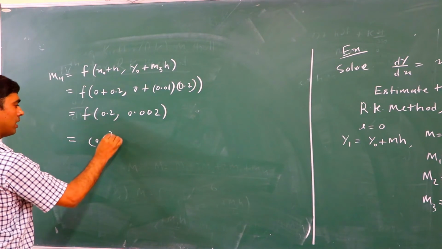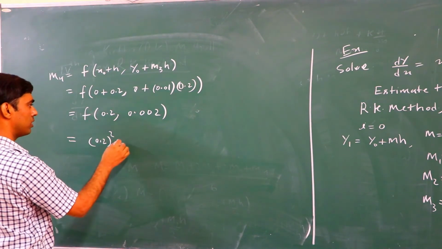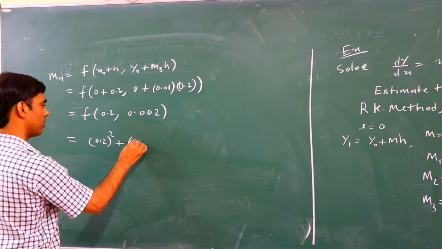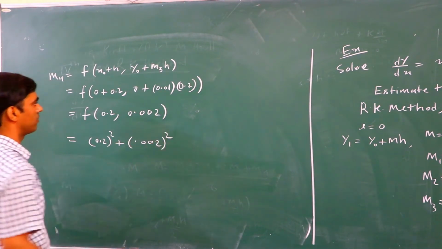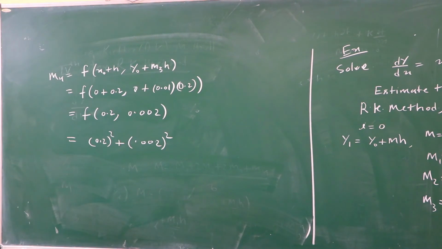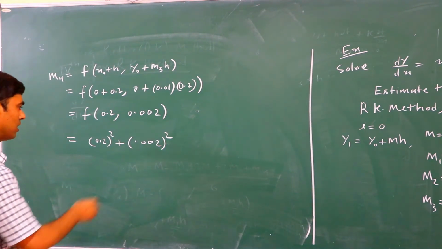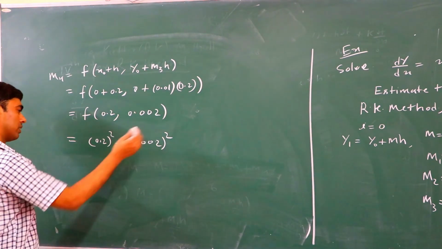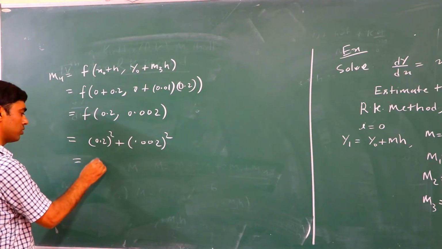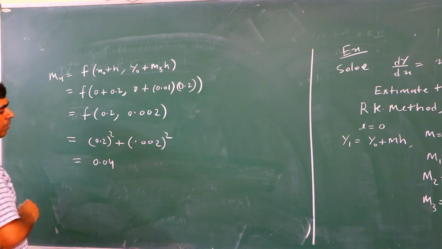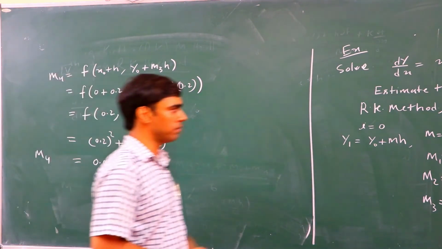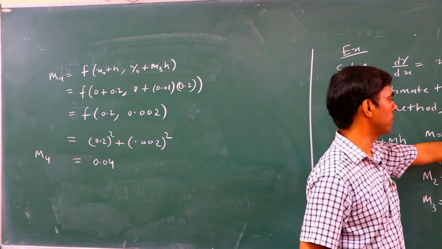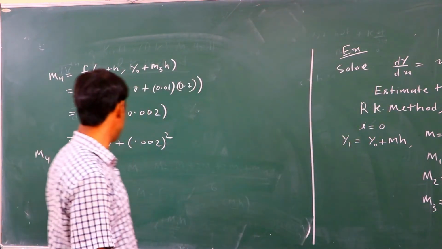So if we put it here, the value is 0.2 squared plus 0.002 squared. If we simplify this, it comes up to 6 decimal places, and this becomes 0.04. This one is the result. This one is m4. So now what is the value of m? m is m1 plus 2m2 plus 2m3 plus m4 divided by 6.